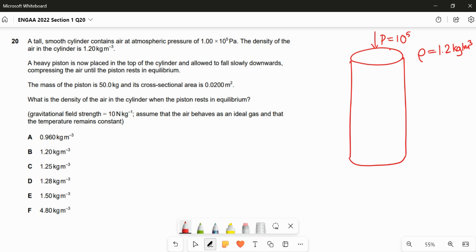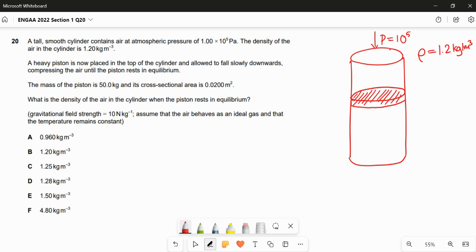A heavy piston is now placed on top of the cylinder and allowed to fall slowly downwards, compressing the air until the piston rests in equilibrium. So that piston, we'll push it in. And so this will exert its own pressure as well as that 10 to the 5. So the mass of the piston is 50 kilograms and its cross-sectional area is 0.02.